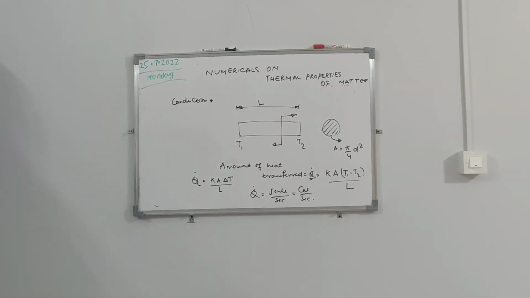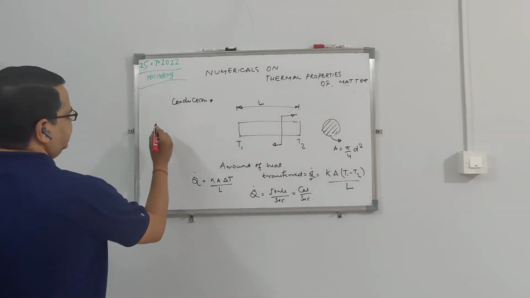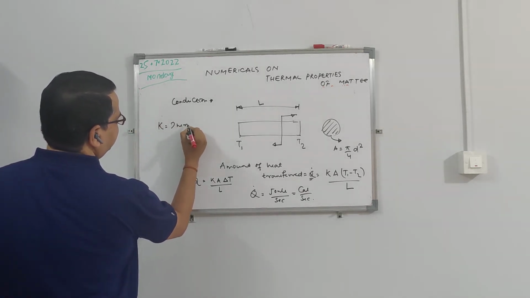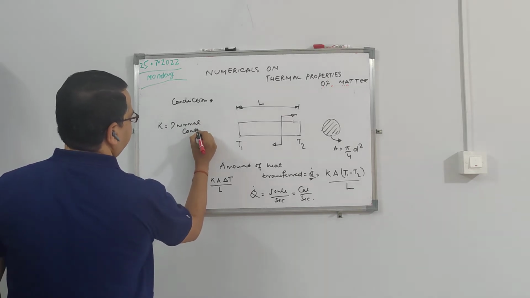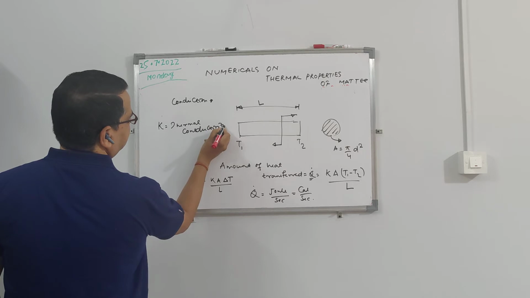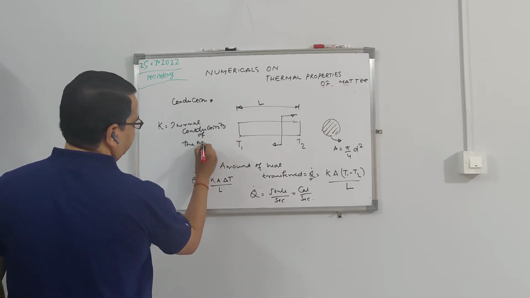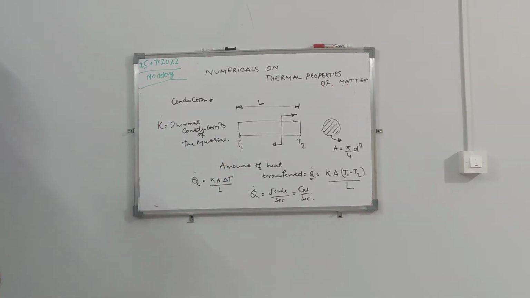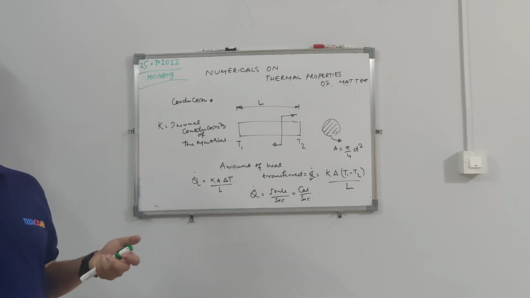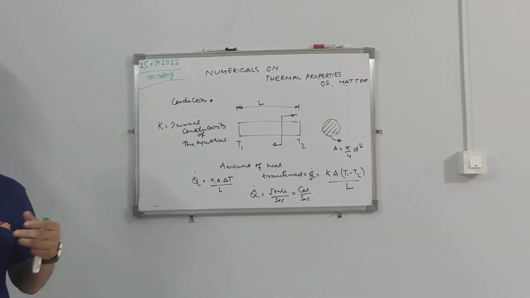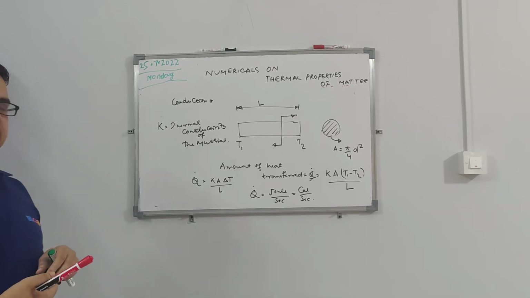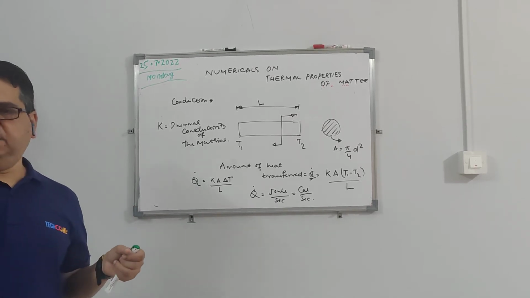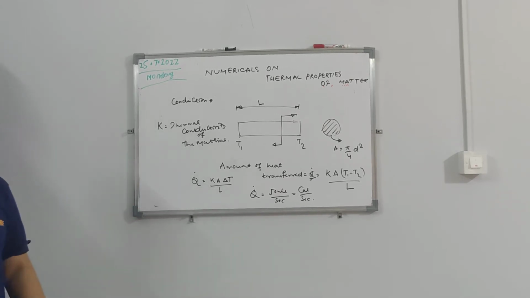And the important term that comes here is K, which is called the thermal conductivity of the material. Now, this is a property of any material. So we can say that iron is a very good conductor of heat, very good heat conductor. That's why its conductivity will be high. But if you have a wooden rod, the conductivity is much less.